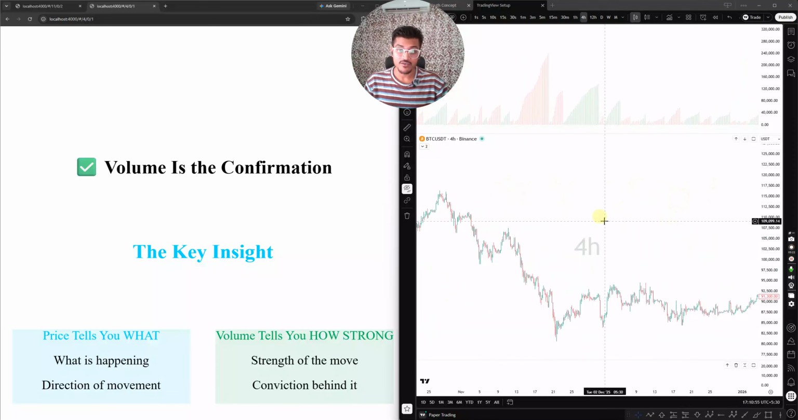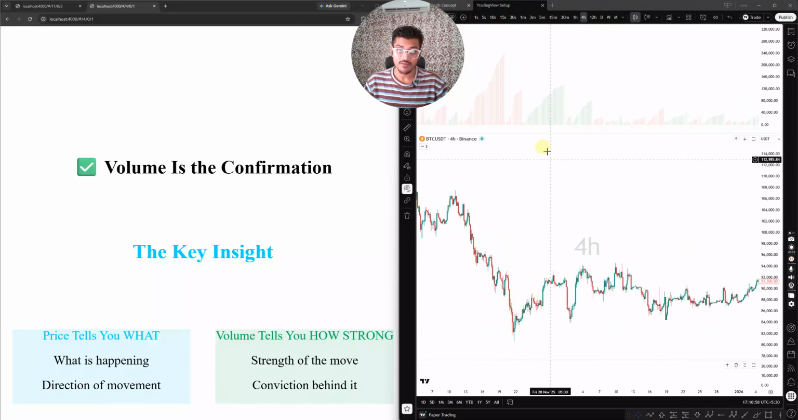Now for here, after this big up wave, on this pullback, you see how small this was. So you can definitely buy it, but don't target much higher, because this is still sitting there.